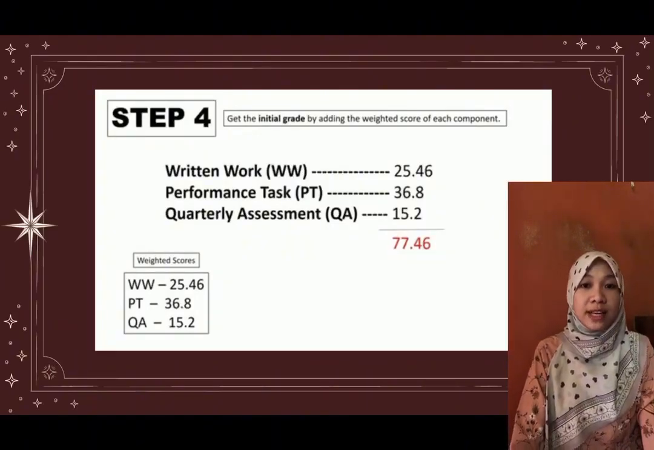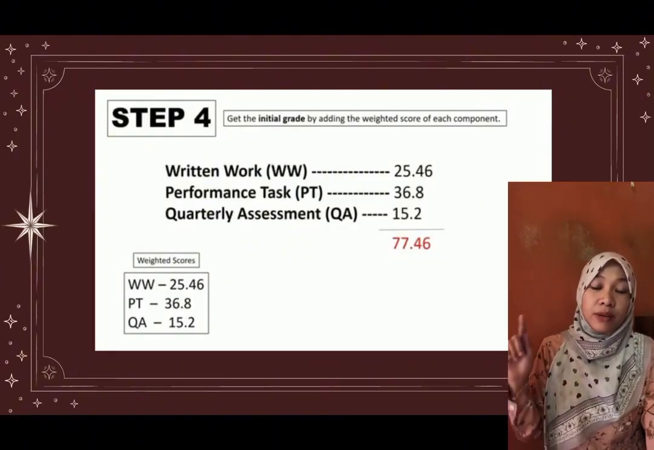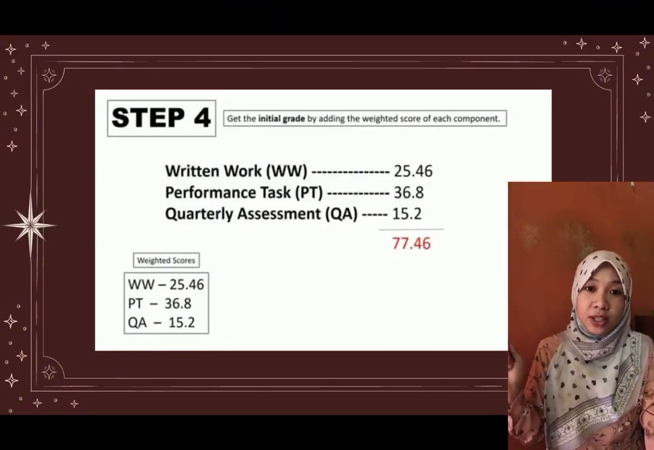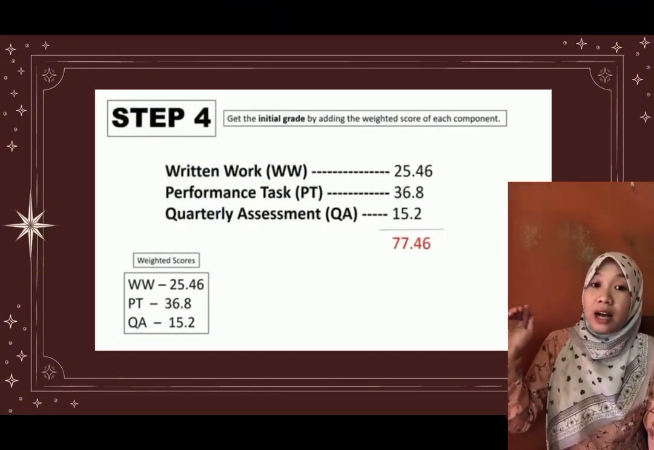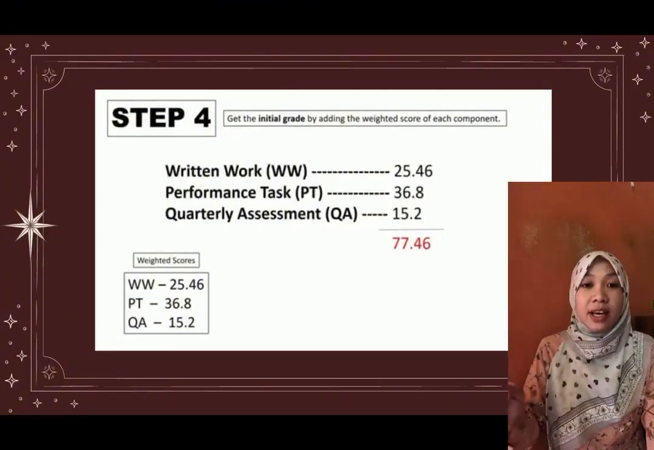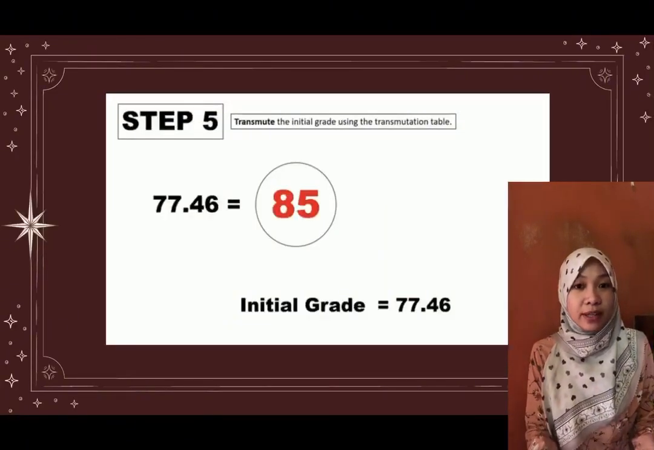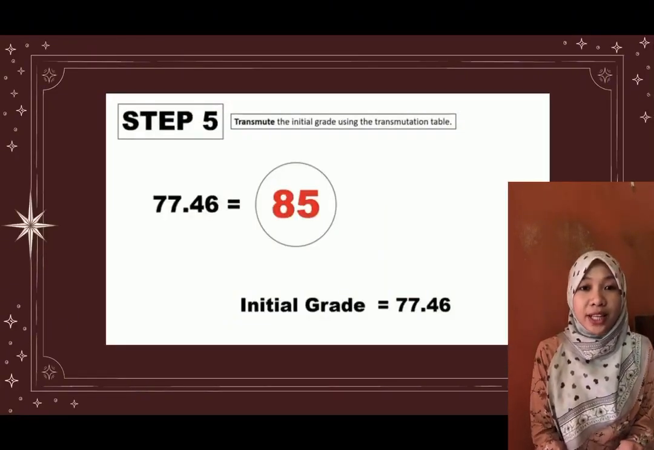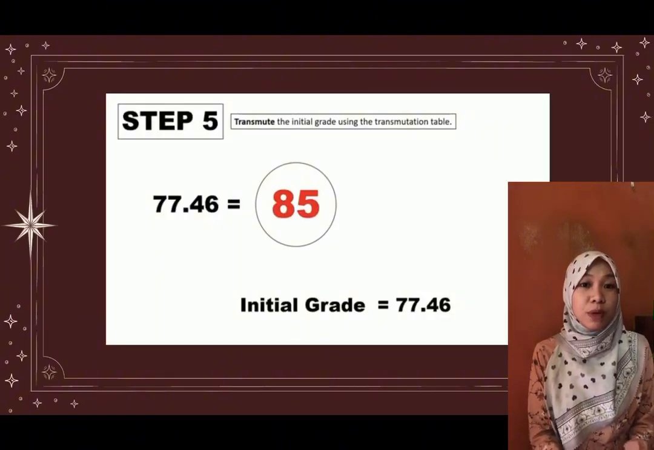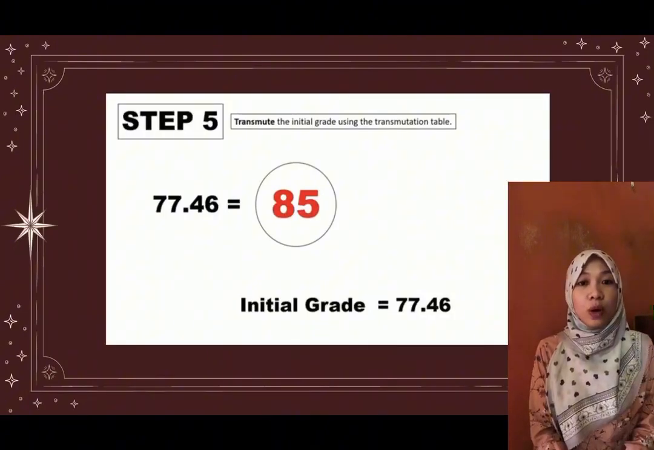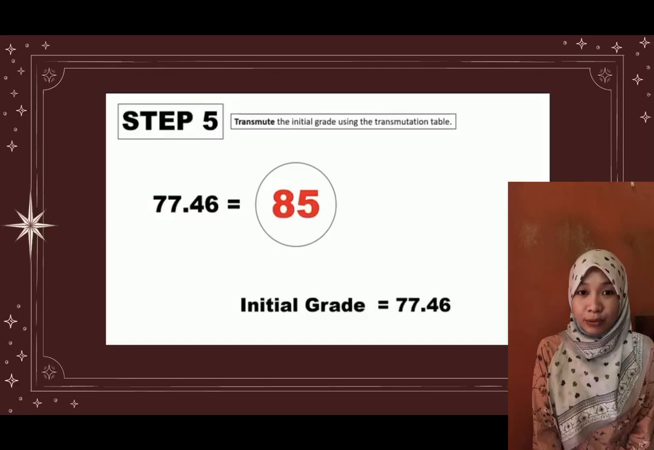So once we add that score, the result will be 77.46. So this will be the initial grade. Okay? So for step 5, transmute to quarter grade. So we're going to adjust the final grade using a special chart to get the quarterly grade.